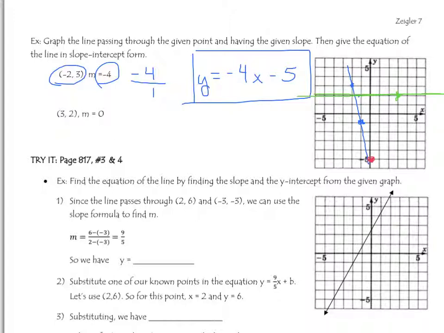And then when we write the equation of the line, we remember that when the slope is 0, the line is going to be y equals some number. Well, in this case, we're told that y is equal to 2. So the equation for the line is simply y equals 2. Okay, I really encourage you to work numbers 3 and 4 on page 817.